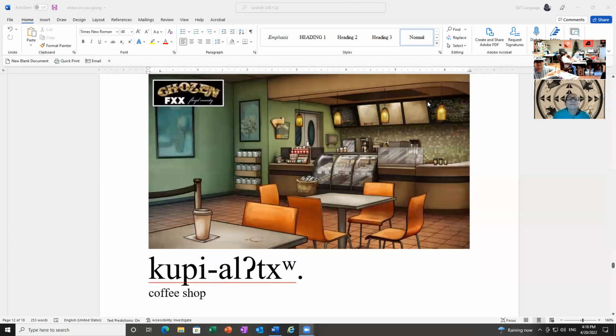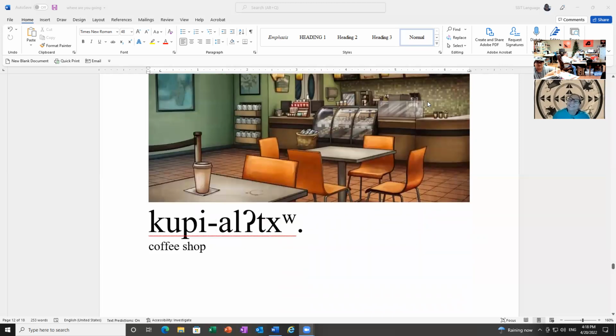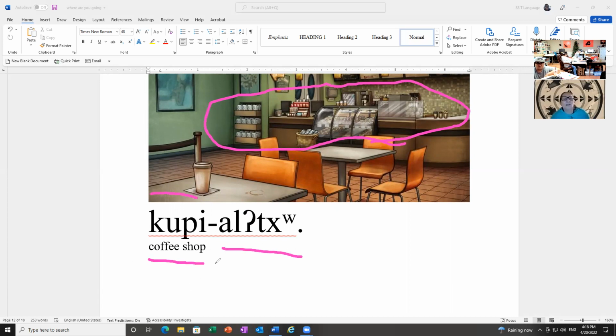And of course, we cannot live without our coffee. So Koopy Alt, coffee shop. Coffee shops could be like a Starbucks. It could also be like those drive-up coffee shops. They're all the same.